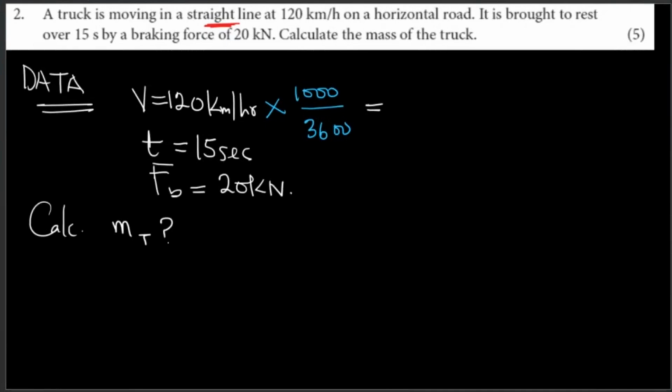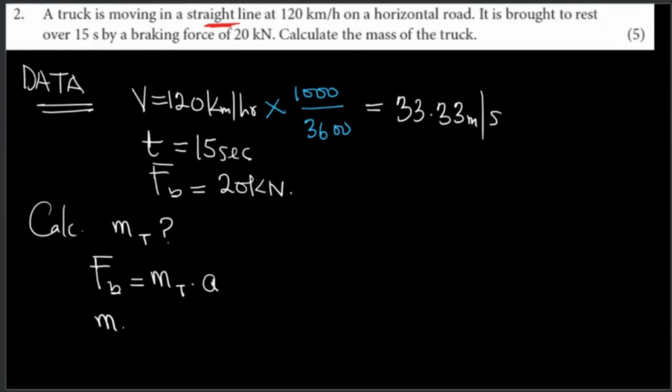Can we first convert this to meters per second? 120 gives 33.33 meters per second. So how do we determine the mass of the truck? The braking force is the mass of the truck multiplied by acceleration or deceleration.